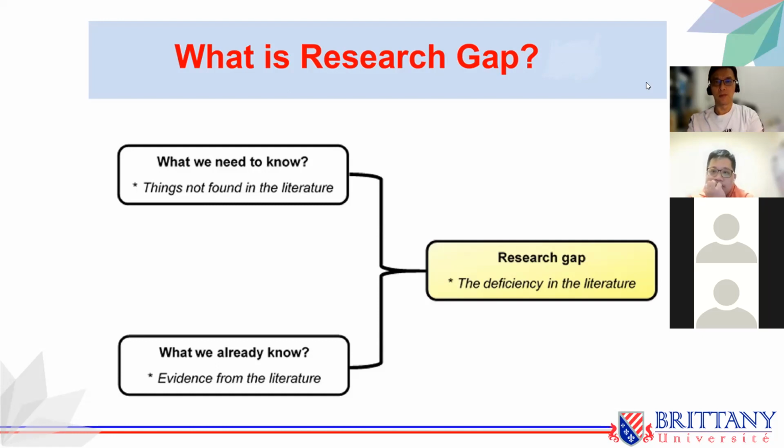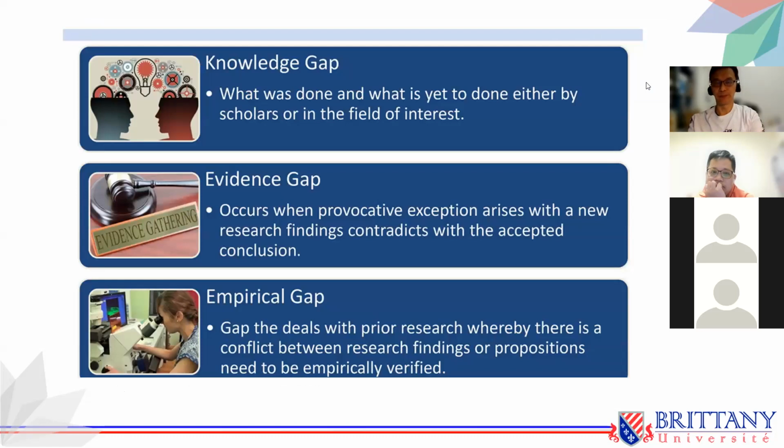Basically, what we need to know and what we already know, that will indicate the research gap. In the research gap, you have the knowledge gap. People have done studies in a specific area, and certain things have been indicated as further study which can be researched, and you have done that. This is called a knowledge gap. Evidence gap occurs when new research findings contradict the accepted conclusion. Let's say there is a current practice, but new researchers say there's a new result. Very often nowadays, we say different vaccinations, AstraZeneca is very good for Delta variants. Some say no, some say Pfizer vaccine is good for this. So this is the evidence-based gap.